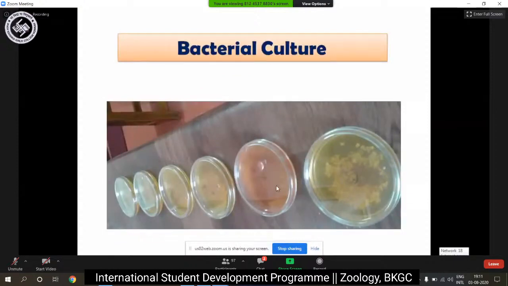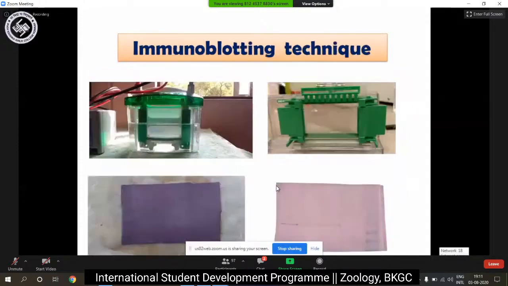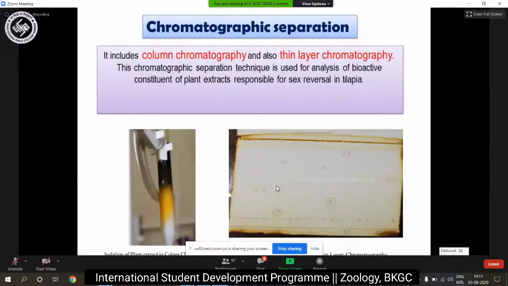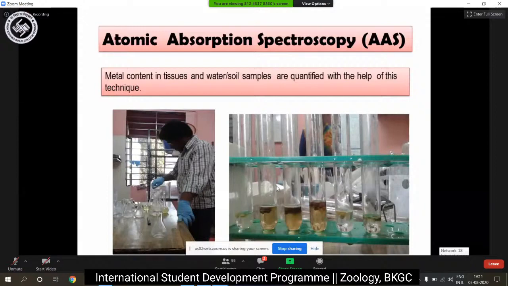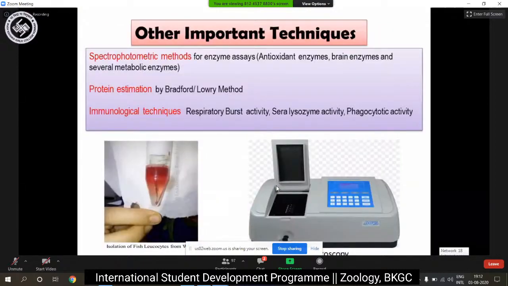we do in our lab different types of bacterial culture, different immunoassays for that matter, the ELISA, and more precisely the immunoblotting, the Western blot principally. We are thinking about doing PCRs and RT-PCRs. We are again doing some chromatographic separations, TLCs, column chromatography. We are doing atomic absorption spectroscopy as well, basically preparing the samples here and doing the AAS in some other labs which have the machine. Basic histological works are being done, and the spectrophotometric studies, the immunological studies are definitely being done.